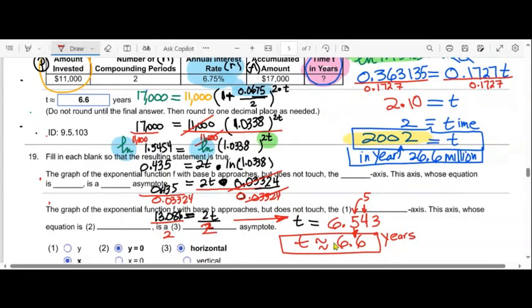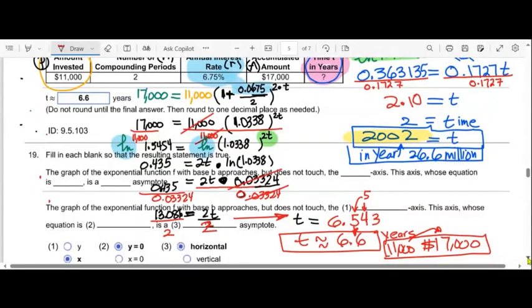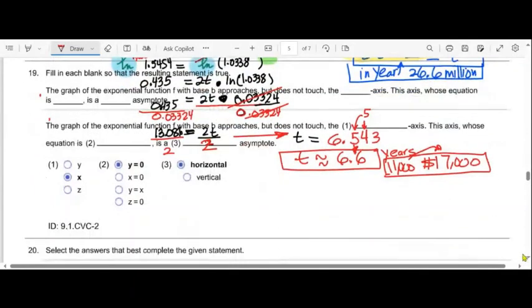It will take the $11,000 6.6 years to become $17,000. Is this clear or not clear? Clear. How many years? 6.6 to have 17,000. Okay. So number 19.